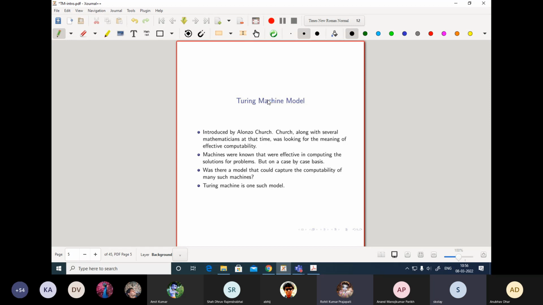The Turing machine turned out to be one such model. Actually, there are many other models, and we will be looking at a few such equivalent machine models in terms of computability. We'll be looking at it probably in the next lecture or sometime next week.